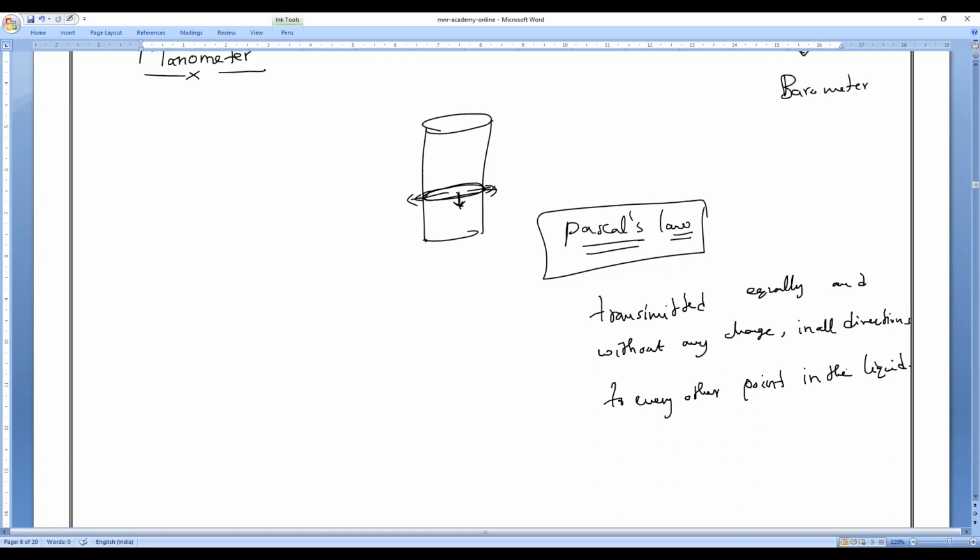Clear, everybody? So what is this also called? The law of transmission of fluid pressure. Also known as the law of transmission of fluid pressure. Clear, everyone? All of you? Yes, sir. Yeah.